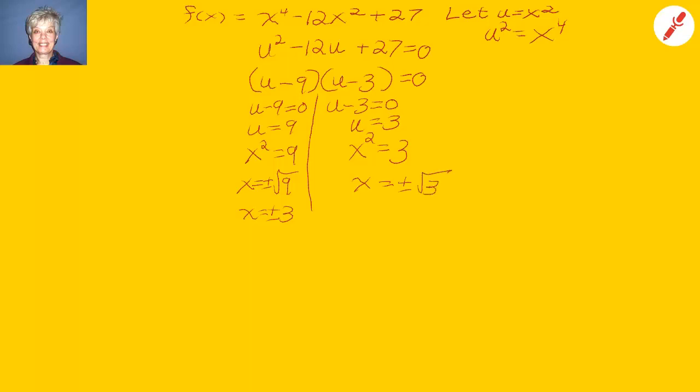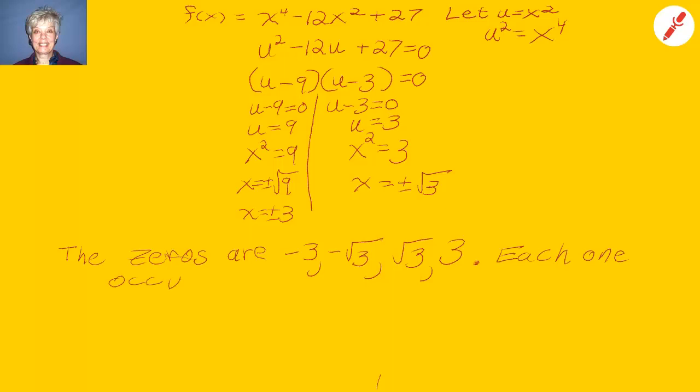Okay, so x equals plus or minus 3, and x equals plus or minus the square root of 3. Therefore, the zeros are negative 3, negative the square root of 3, positive the square root of 3, and positive 3. You don't have to list them like this. You could list them in any order. Each one occurs one time. Therefore, we would say each of these four zeros has multiplicity 1.